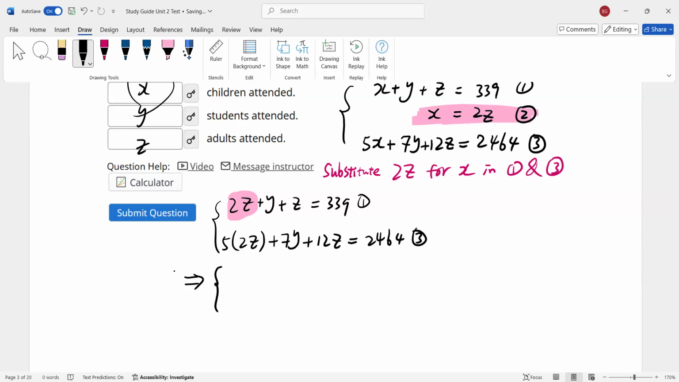Equation 1, we combine like terms, 2z and another z, 3z. So we have y plus 3z equals 339. That's equation 1 after simplifying. Let's simplify equation 3. 5 times 2z, that is 10z. We have a 12z here. 10z plus 12z, that is 22z. And we have 7y here. 7y plus 22z equals 2,464. That's equation 3 after simplifying.